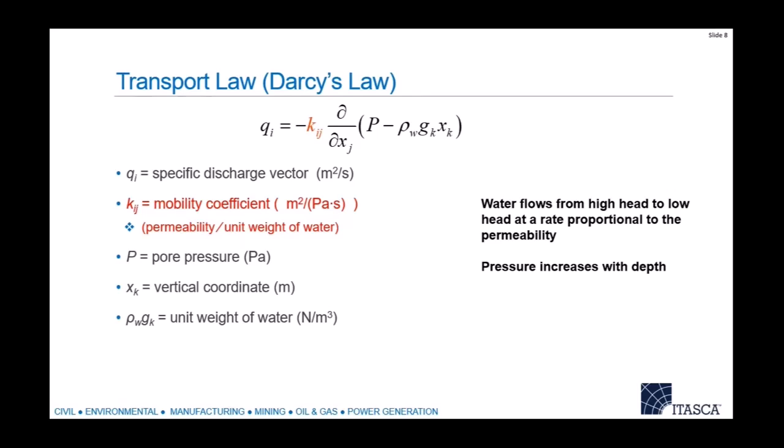What we use is more properly called the mobility coefficient, right? This K in this equation is what other people call permeability divided by the unit weight of water. And all this is saying is that the flow into a node is proportional to the gradient of pressure. The bigger the pressure difference, the more flow. Plus gravity. This is just a trick to include the gravitational gradient into that equation. Pressure increases with depth, and water flows from high pressure to low pressure. That's all it is.